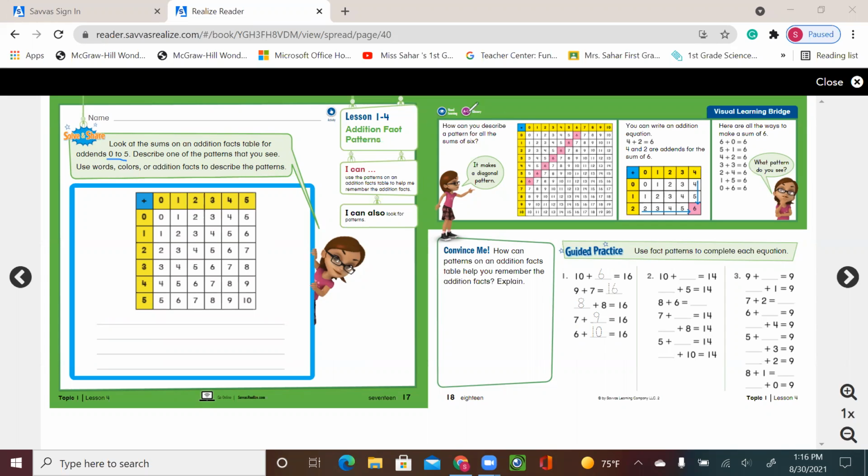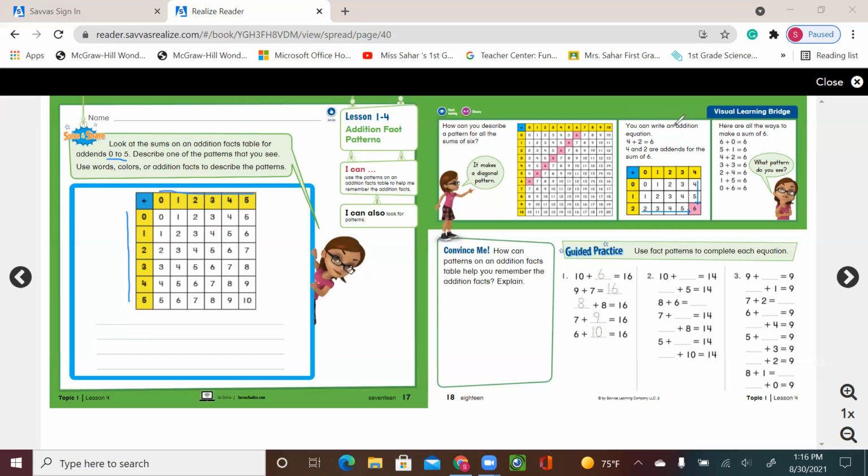All right, so over here, page 18. How can you describe the pattern for all sums of 6? So this is our example for 6. Look here. We need to know that these numbers in yellow are your addends. So this is one addend and this is the second addend. All right, let's see. We're talking about number 6 here.